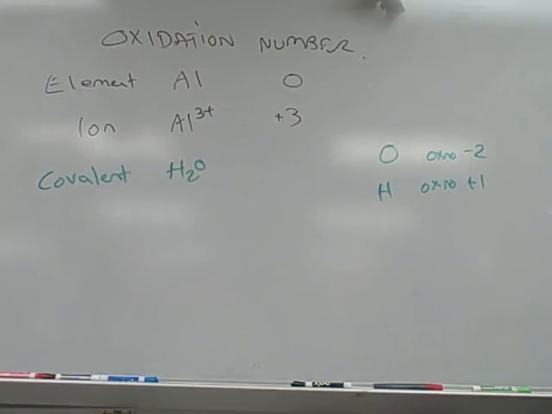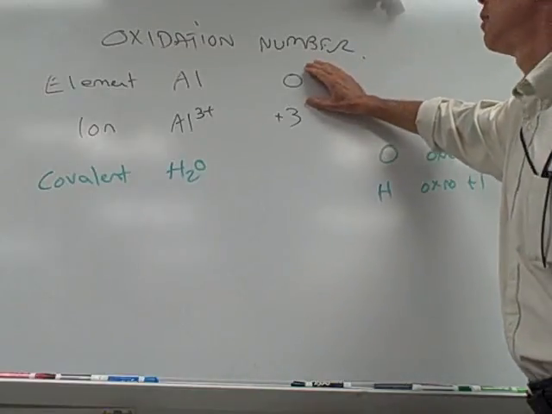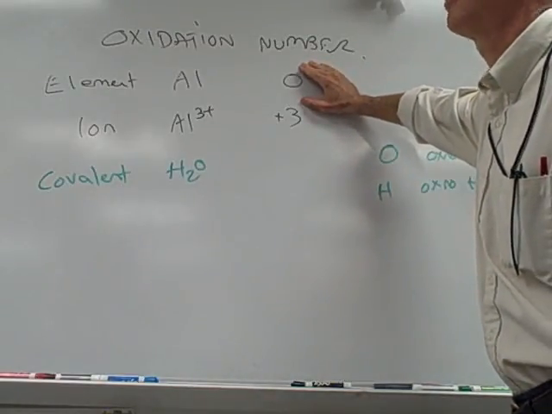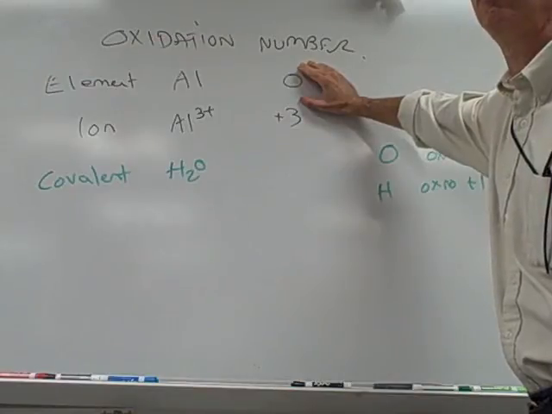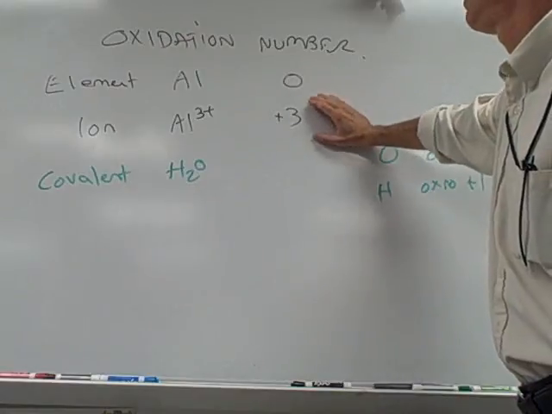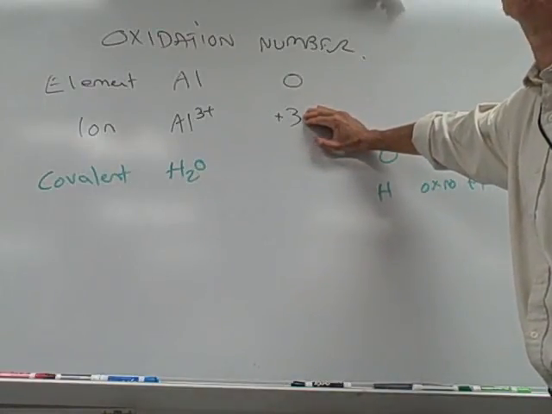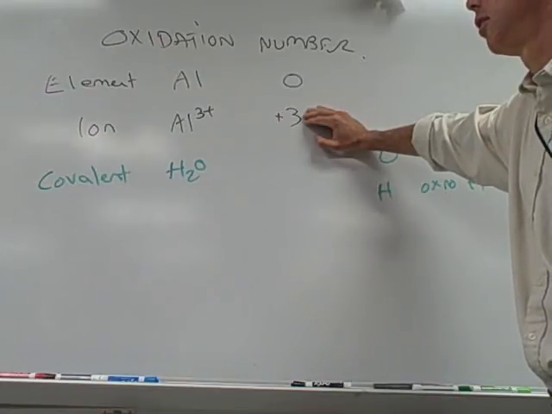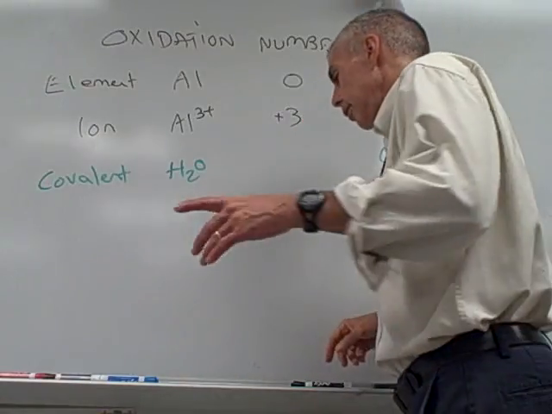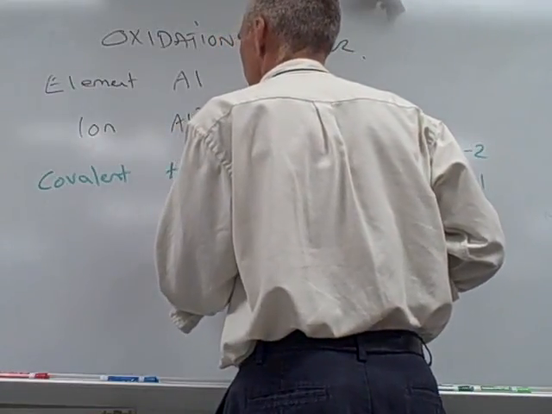Everything else, we kind of have to determine how many electrons it's sort of holding on to. So what does this idea mean? In this case, aluminum has exactly the number of electrons it's supposed to. It's neutral, so it has no oxidation number, no charge. In this case, aluminum has lost its 3 electrons, so it has a +3 charge, so it is a +3 oxidation.